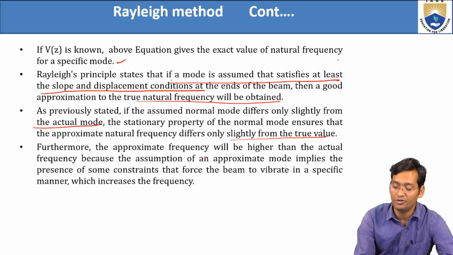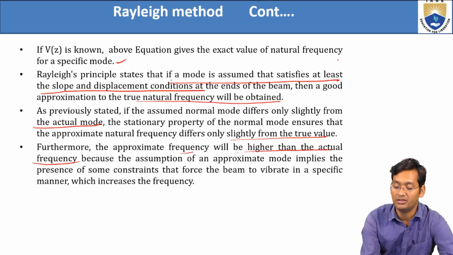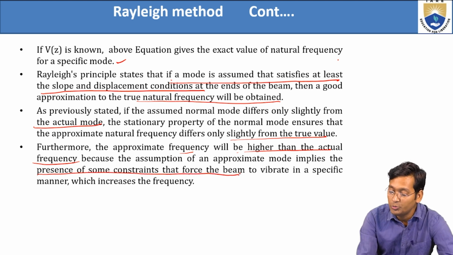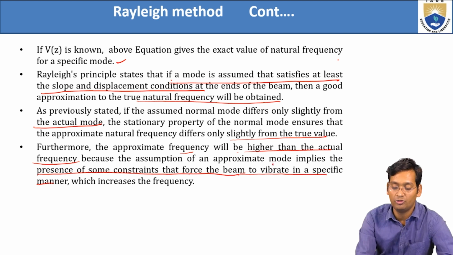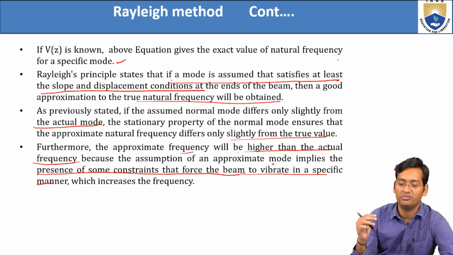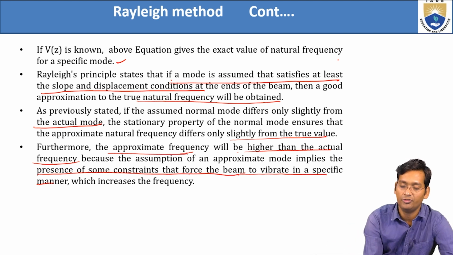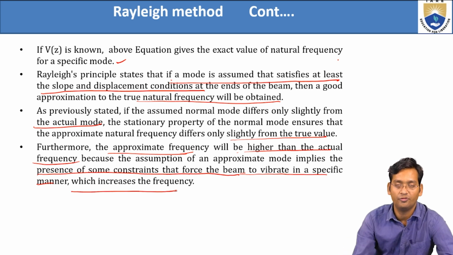Furthermore, the approximate frequency will be higher than the actual frequency, right? Because of that, natural frequency will be there, but what happened? Approximate frequency will be higher than the actual frequency, because the assumptions of approximate mode imply the presence of some constraint that forces the beam to vibrate in a specific manner. So once the approximate mode is there, that means in some certain condition, like a sinusoidal curve, that will be there. So because of that, what happened? Approximate frequency will be higher than the actual one, which increases the frequency.